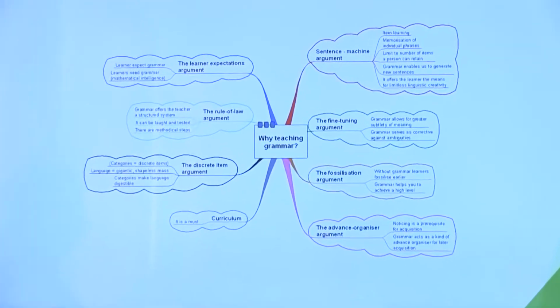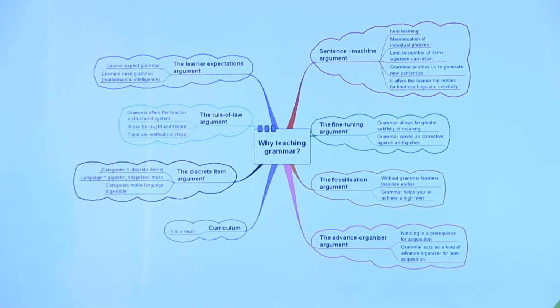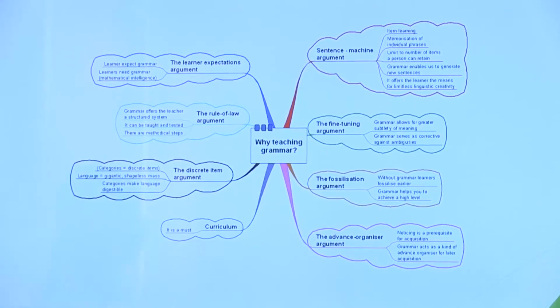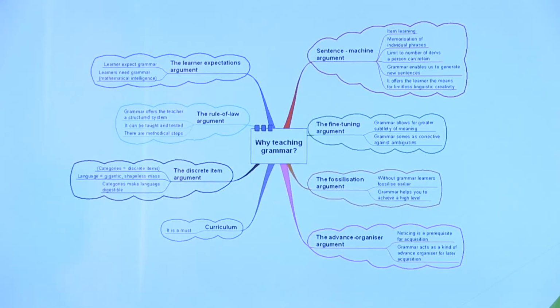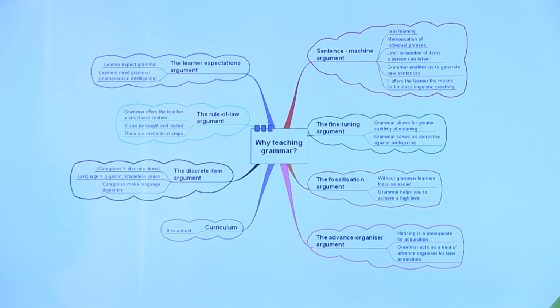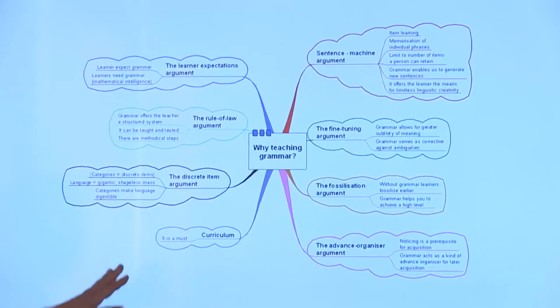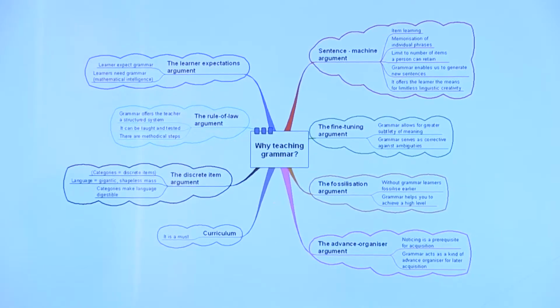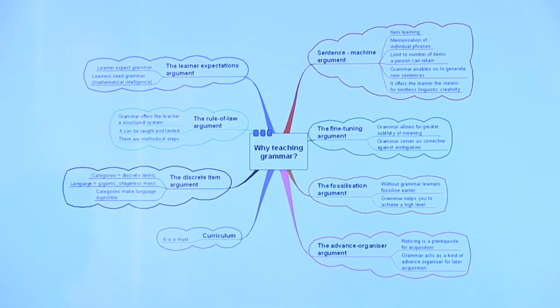The first one, the learner expectation argument. This means that the learner or student needs and expects grammar. The rule of thumb argument. This means that grammar offers the teacher a more structured system. The discrete item argument. This means that these categories make language digestible. If we speak about curriculum, we all know that teaching grammar is included in the curriculum and it should be included in the curriculum system.